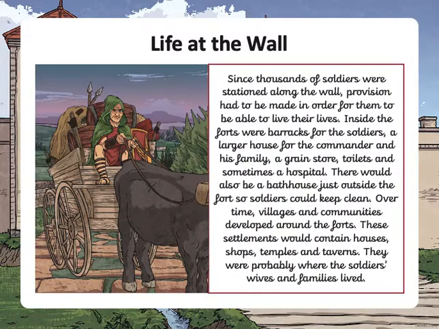Life at the wall. Since thousands of soldiers were stationed along the wall, provision had to be made in order for them to be able to live their lives. Inside the forts were barracks for the soldiers. So barracks means somewhere to sleep and live for the soldiers. A large house for the commander and his family. A grain store, toilets, and sometimes a hospital. There would also be a bathhouse just outside the forts so soldiers could keep clean.